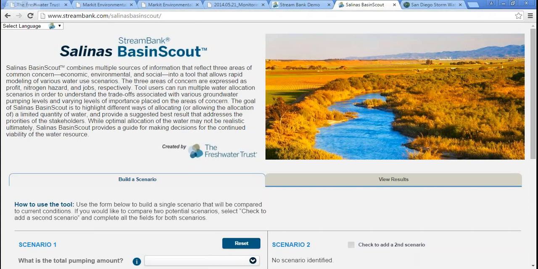How could we protect not only agricultural revenue and jobs, but also really increase the environmental benefits of decreasing groundwater pumping and certainly decreasing nitrate in the groundwater as well? So Julia will walk you through some of the data sources that we used and what a scenario looks like that comes out of this prototype.